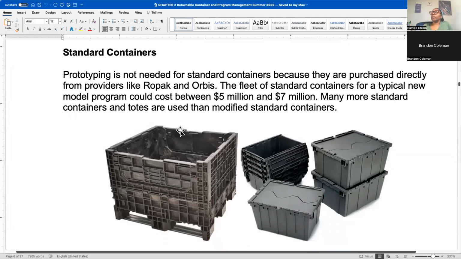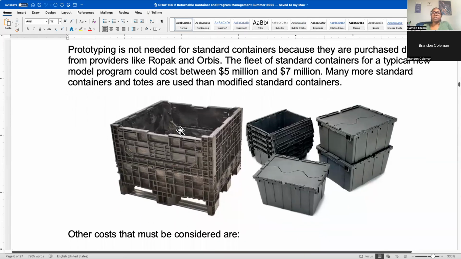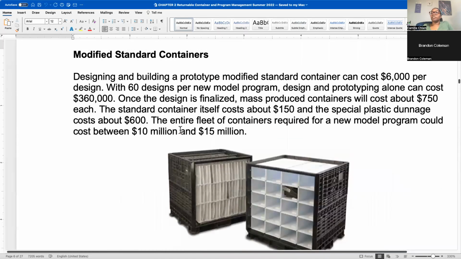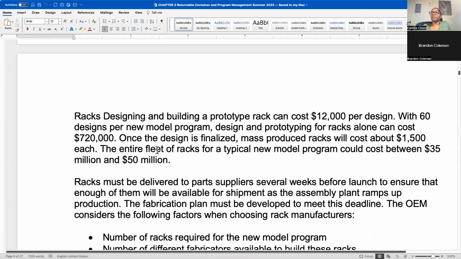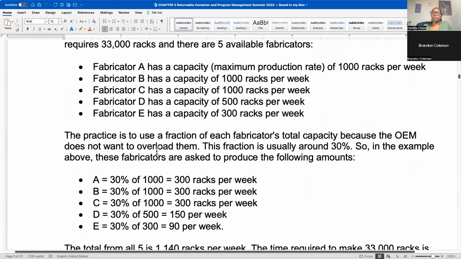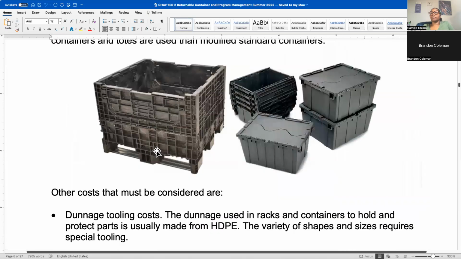But for an OEM, for a new program, you can easily spend another $5 to $7 million. So now we're adding the 7 plus the 15, we got 22 million plus another 50. So we're looking at over $70 million just for those 3 categories of packaging, right?